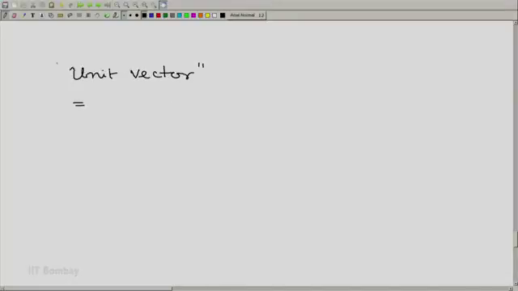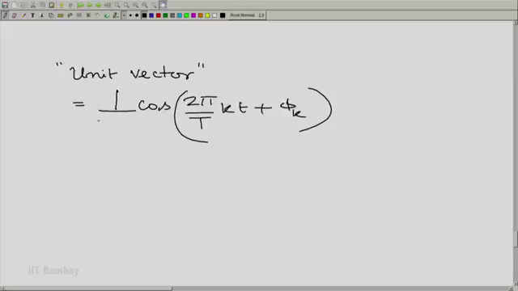I must emphasize unit here, cos 2 pi by t times kt plus phi k divided by the square root of the squared magnitude, if you want to call it that. So, now I have a very simple situation. I can take an inner product of the original signal with this unit vector. Now, the only problem is, in this unit vector there is one unknown phi k, and for different phi k's the answer is going to be different, the integral is going to be different. So, I need to know what phi k is.